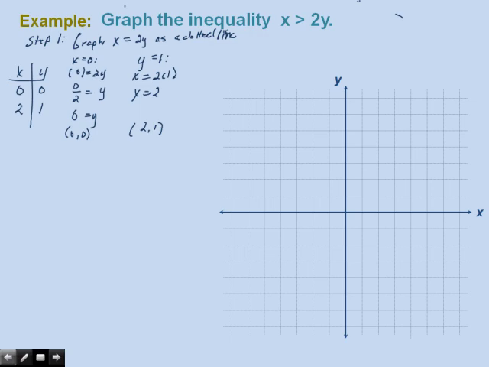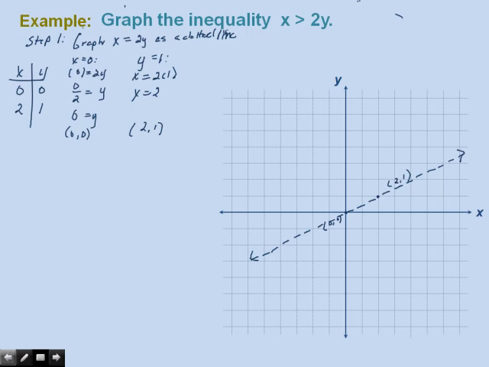So our 2 points on our graph are 0, 0, and for 2, 1, that means we go to the right 2 and up 1. So there's our other point. Now we're going to plot a dotted line going through those 2 points. So there's our boundary line.